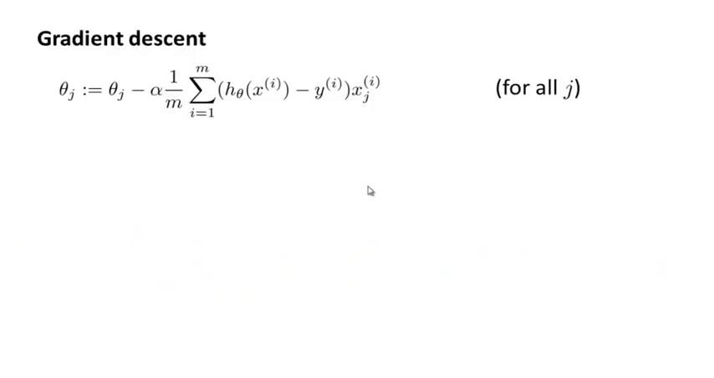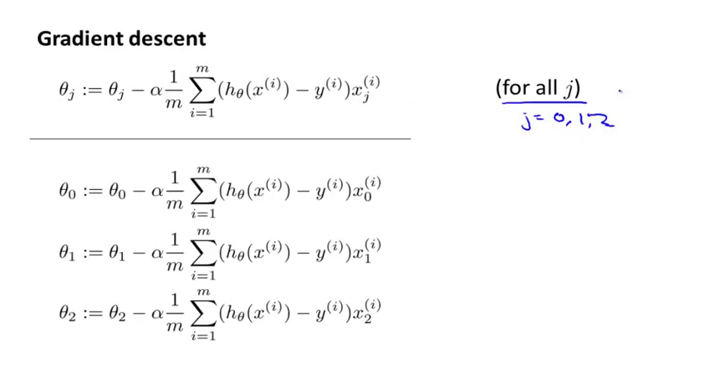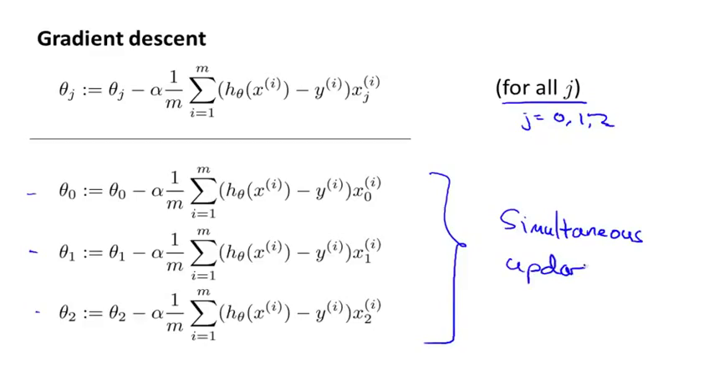Just to remind you, here's our update rule for gradient descent for linear regression. We update theta j using this rule for all values of j equals 0, 1, 2, and so on. If I just write out these equations for theta 0, theta 1, theta 2, assuming we have two features, so n equals 2, then these are the updates we perform to theta 0, theta 1, theta 2, where you might remember my saying in an earlier video that these should be simultaneous updates. So let's see if we can come up with a vectorized implementation of this.